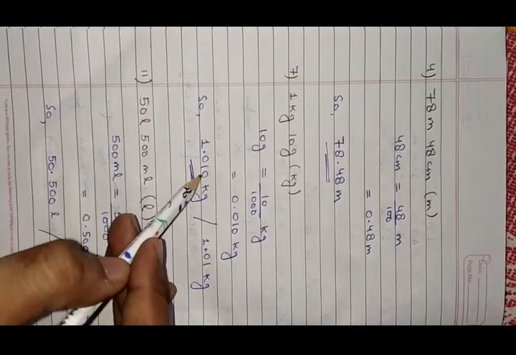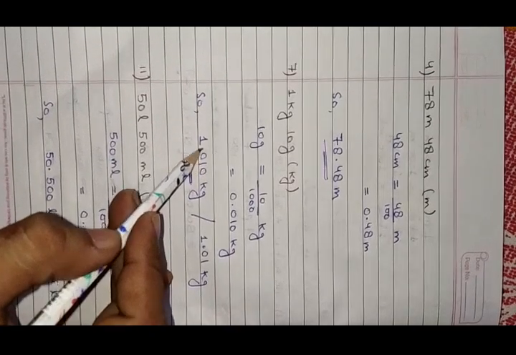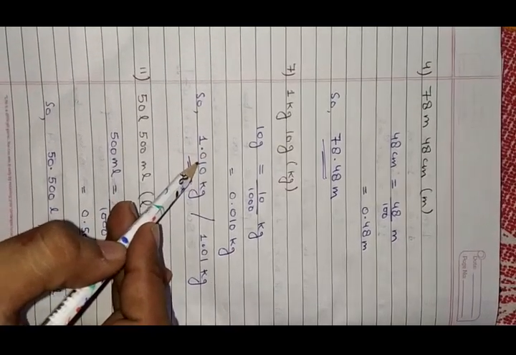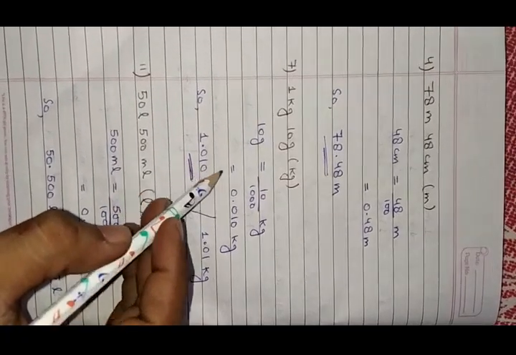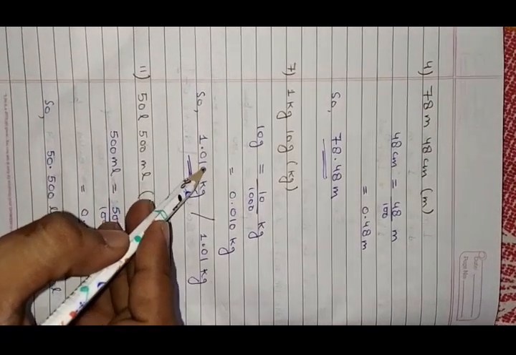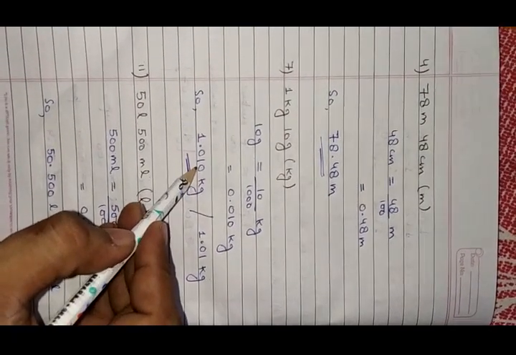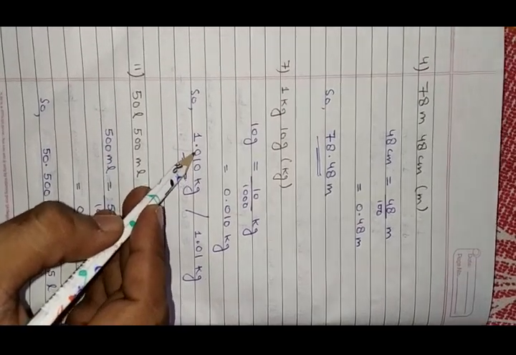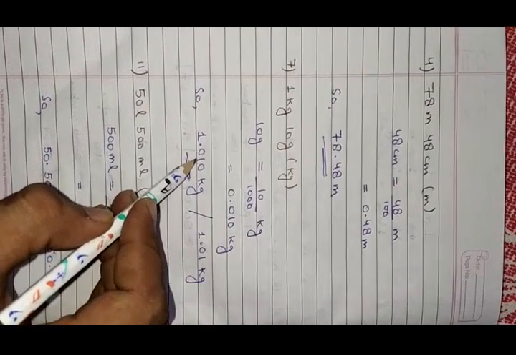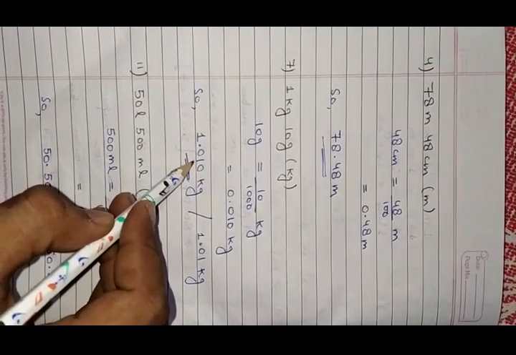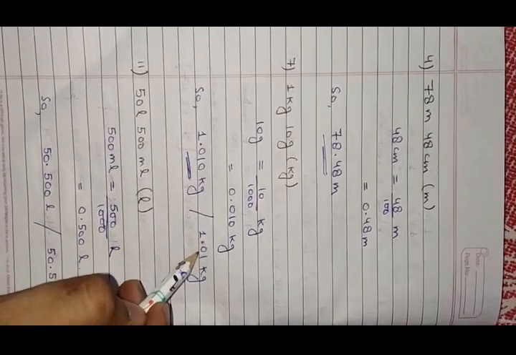0.010, or we can remove this 0, because after the decimal, if there is a digit from 1 to 9 and after that there is 0, we will not write that 0. Before this digit also there is 0, but we have to write this 0 because there is a digit after this 0. So the answer is 1.01 kg.